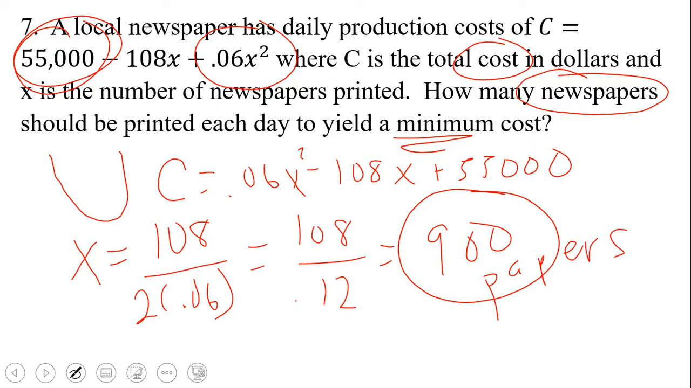If you actually wanted to find that minimum cost, you would, of course, plug that 900 in for all the x's, and you'd be able to do that. But as I mentioned earlier, for each of these problems, make sure you're finding no more or no less than what I actually asked you for.